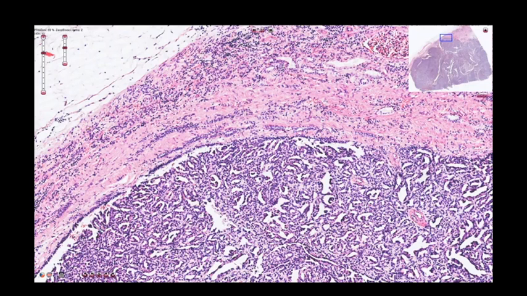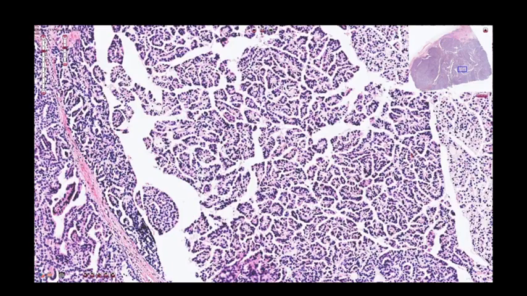Here we have the fibrous capsule of the tumor, which is usually lined by epithelial cells that resemble the tumor cells. The fibrous capsule in this example is not very prominent. It is usually thicker. Here we can see the papillary pattern of growth where the tumor forms papillary structures lined by neoplastic cells with a central fibrovascular core.